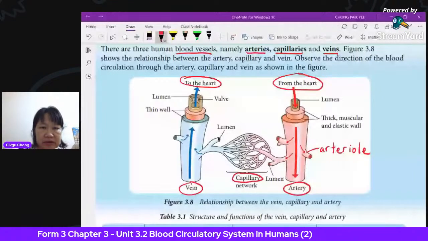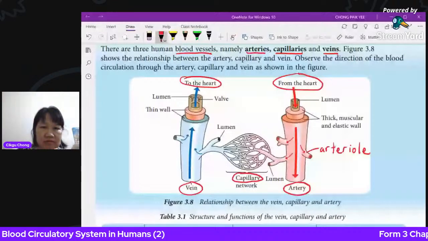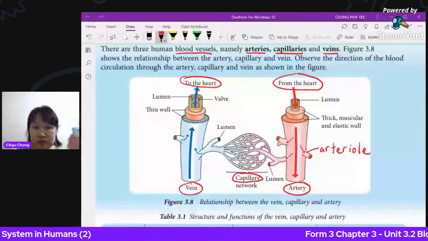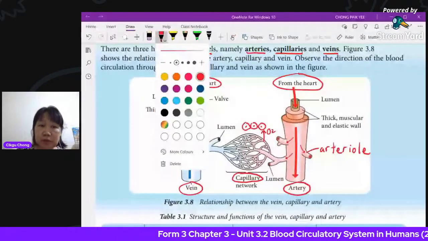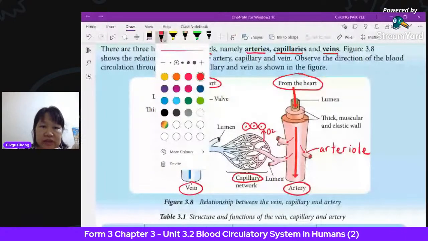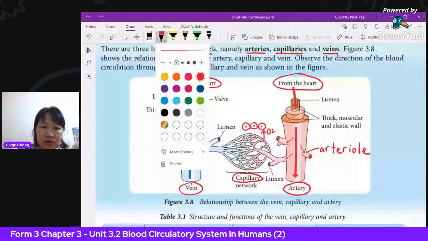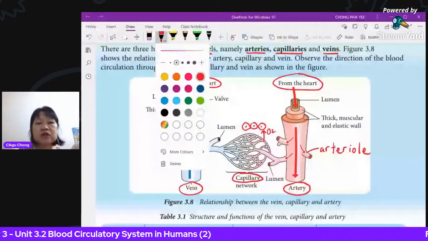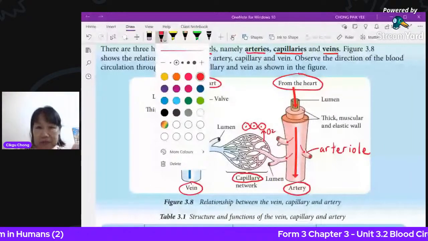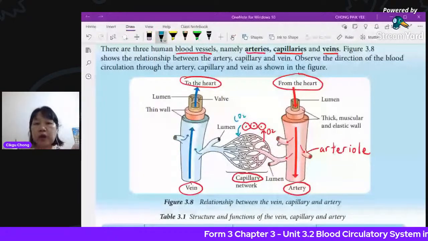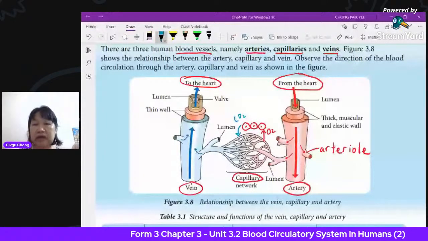Remember, cells here, and then oxygen out. Remember, oxygen goes out by diffusion, and at the same time carbon dioxide from the body cells will come in. This is CO2. The capillary is the place where diffusion happens, where oxygen goes to the body cells and carbon dioxide from the body cells comes in.